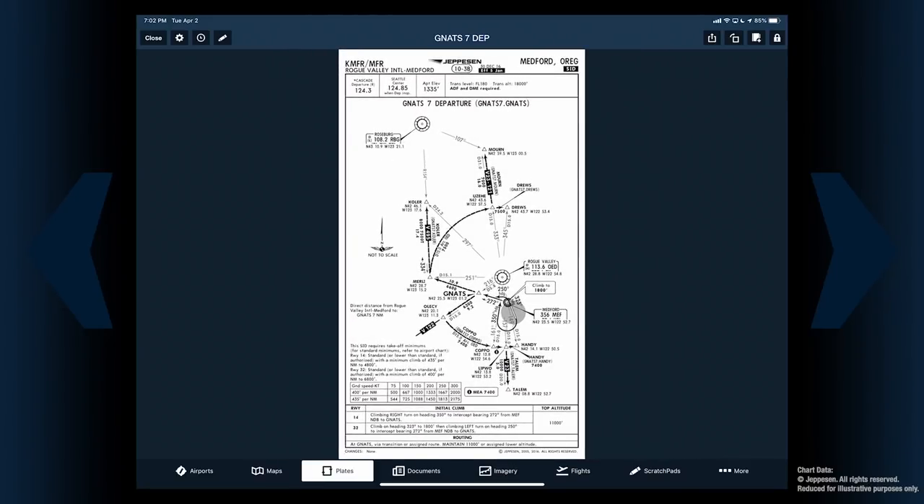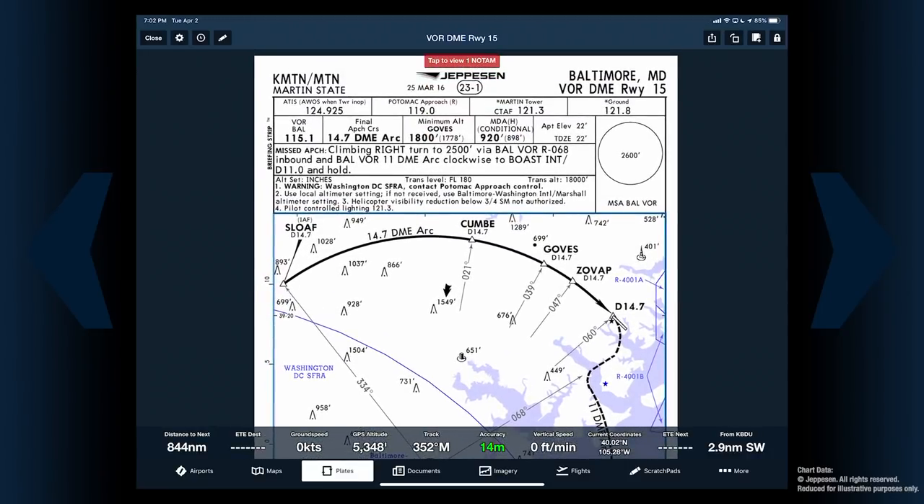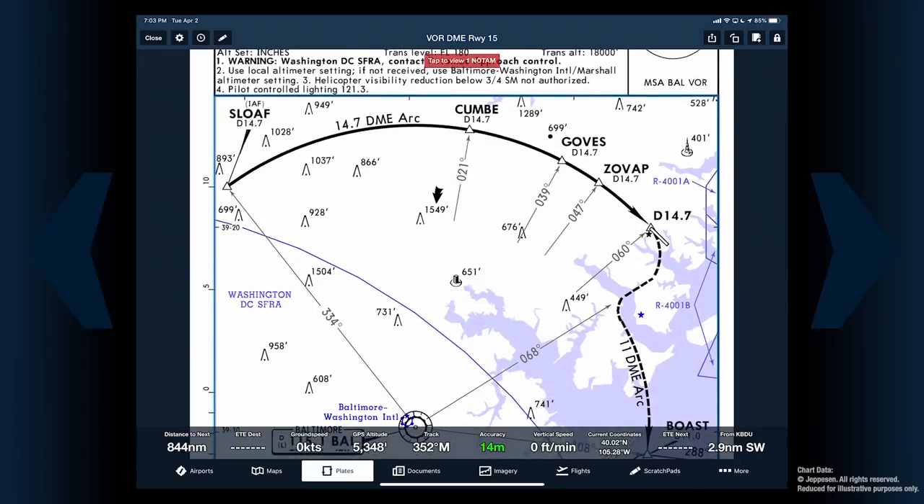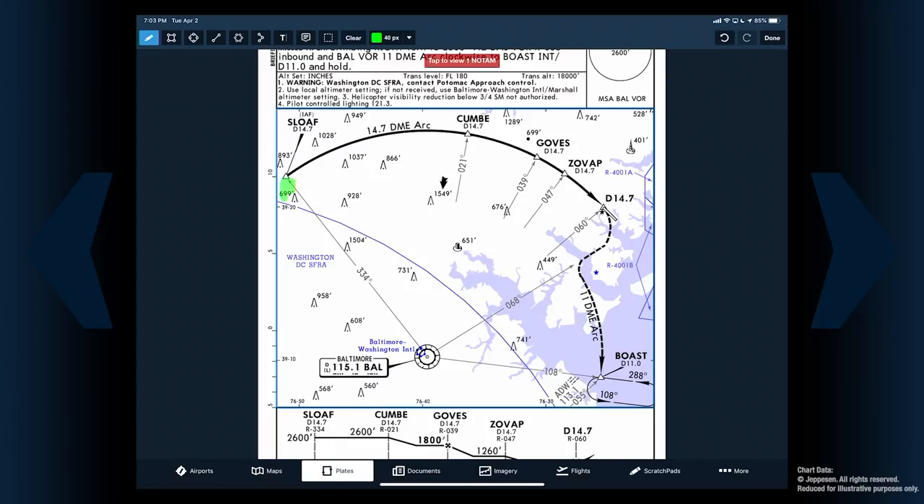But it's not just on departure procedures and initial approach segments. You'll also find arcs, rarely, as the entire approach. So this is the VOR to DME runway 15 in Martin State Airport, just outside of Baltimore, Maryland. And if you take a look at it, the entire procedure is based off of an arc. It starts at SLOF right here, the initial approach fix, and you follow the 14.7 DME arc all the way around to the missed approach point, radial 060 from the Baltimore VOR. And if you go missed, you'll track inbound on the 068 radial and intercept the 11 DME arc and take that to your missed approach holding fix. So this entire procedure is based off of a DME arc.